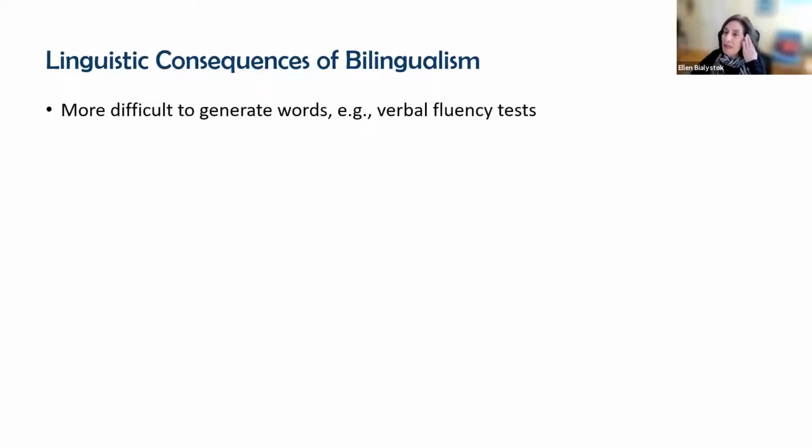We know that bilinguals have more trouble generating words than monolinguals. I'm going to talk more about this in a few minutes in the context of verbal fluency tasks. It takes longer for a bilingual to generate a specific word. Well, of course, because first you need milliseconds, but it's measurable time, to select the appropriate language.